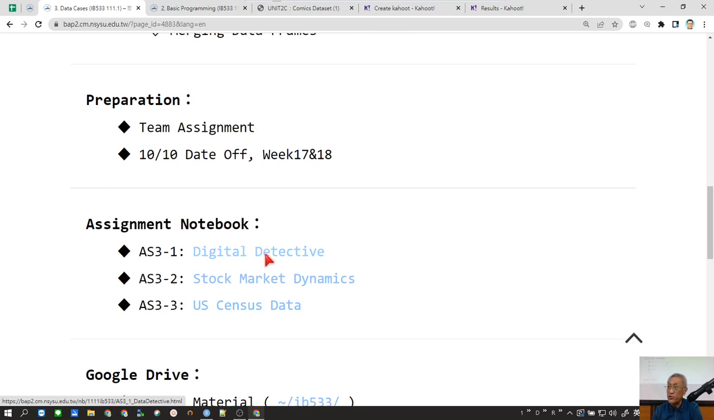The first one is digital detective. The second one is stock market dynamic. The third one is U.S. census data, just like the comic data set, right? I want to give you more data sets. I want to let you experience some more practical, more useful data analysis. Okay, that's what we want to do next week.